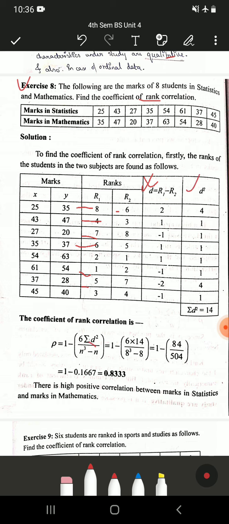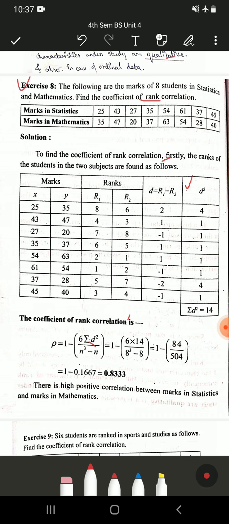So you have to calculate D square. So 2 square is 4, 1 square is 1, minus 1 square is again 1, that is minus 1 into minus 1. So 1 ones are 1 and minus into minus is plus. So make sure you get all the values as positive in D square because you are squaring the terms.